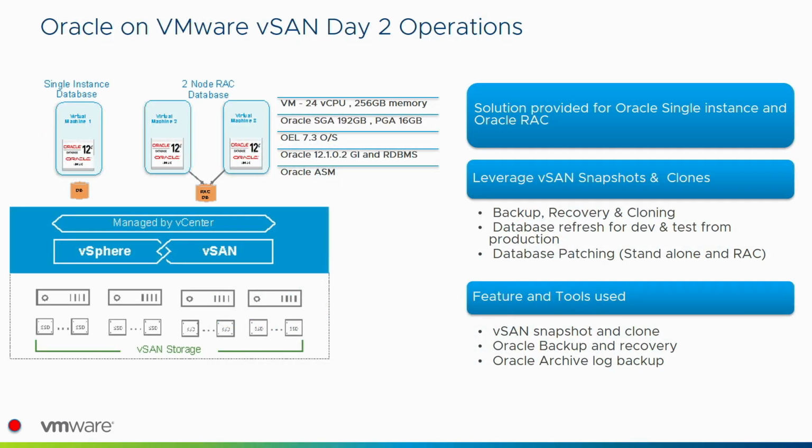So this is a paper that we released in 2017. As you can see, we took 2 examples, one for a single instance database, and one for a 2-node Oracle RAC, 24 vCPUs, 256 gig of memory, 7.3 OEL, again 12c, ASM. The key thing is we decided not to use any third-party tools. We said, I'm going to use what is native to vSAN and what's native to Oracle databases. And what's native? Your hot backup, your archive log backup, and your vSAN snapshot and clone.